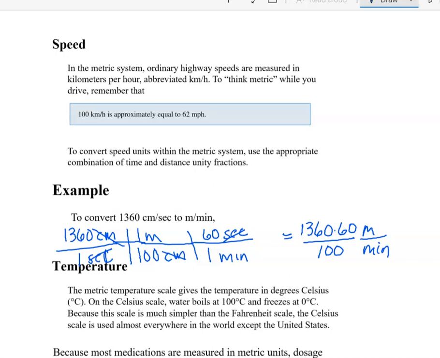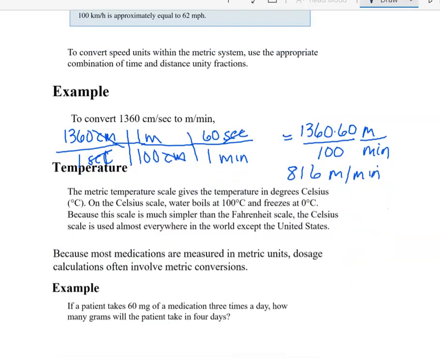Okay, and that's going to get me 816 meters per minute. When we talk about temperature, we usually talk about degrees Fahrenheit or Celsius because most medications are measured in metric units. Dosage calculations often involve metric conversions.